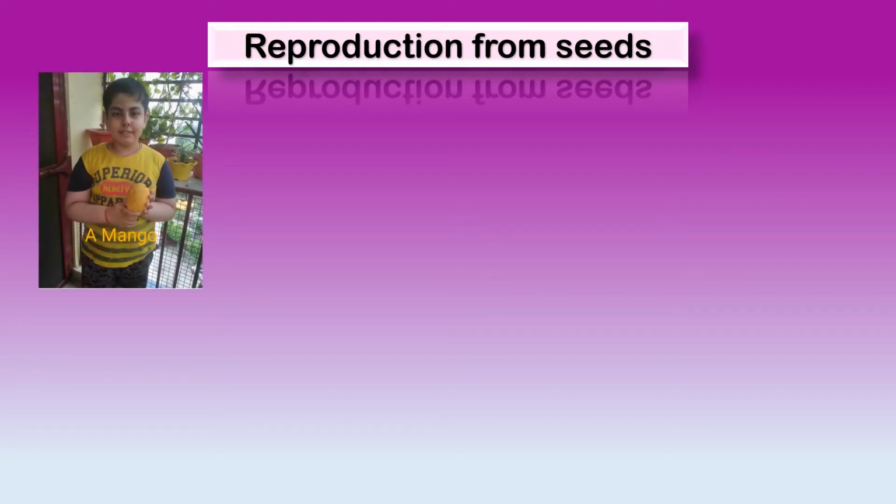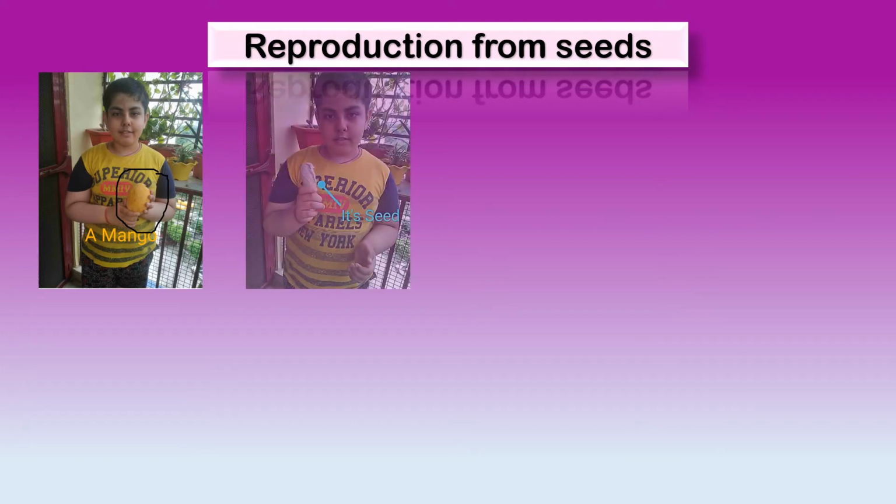Dear, let's start with reproduction from seeds. Reproduction from seeds, Rishik will help us to understand with pictures. Okay, now let's see. Now children, see here, Rishik is holding one mango. That means Rishik is going to sow mango seed. Yes. Now, in the second picture, what Rishik is having in his hand? This is mango seed. Okay.